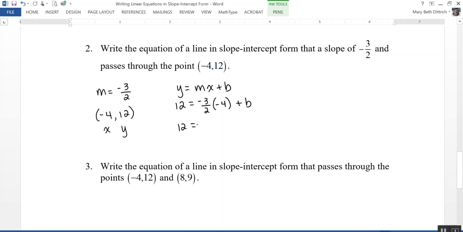So 12 is equal to, that's going to give me 12 over 2, which is 6, plus b. So my y-intercept is 6. And the equation of the line is going to be y equals negative 3 over 2 x plus 6.